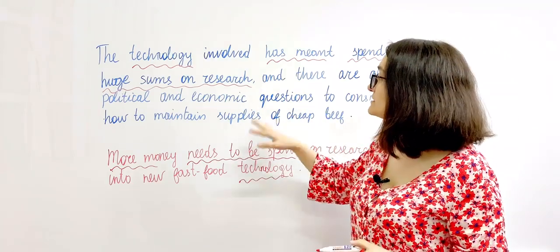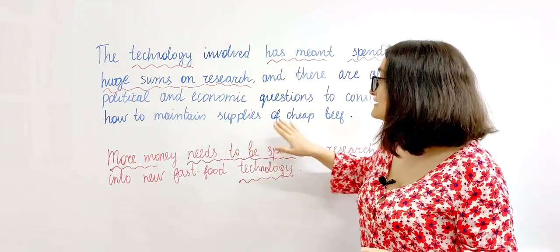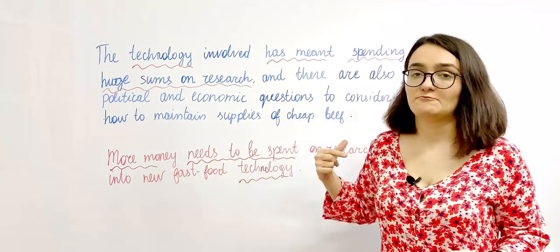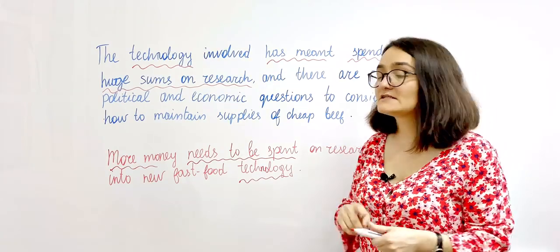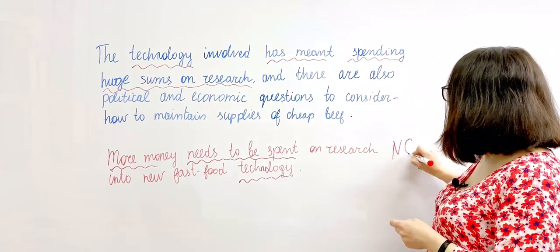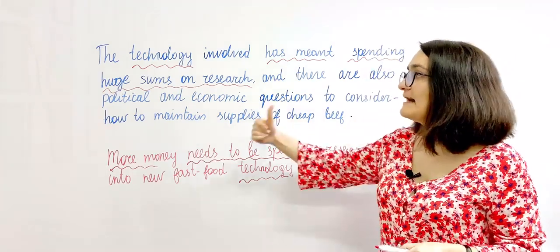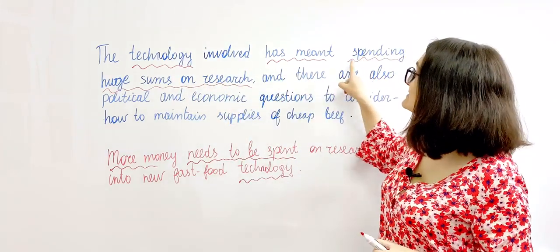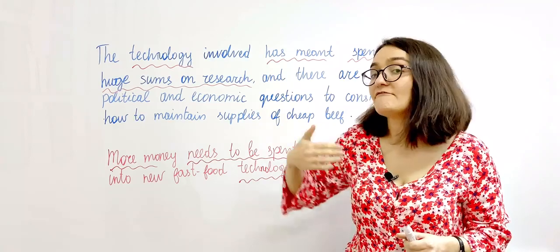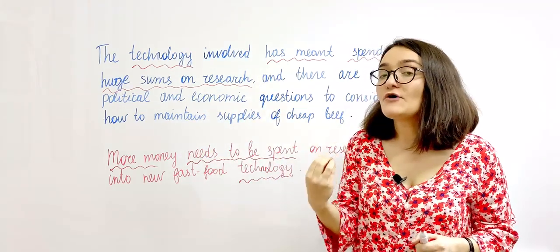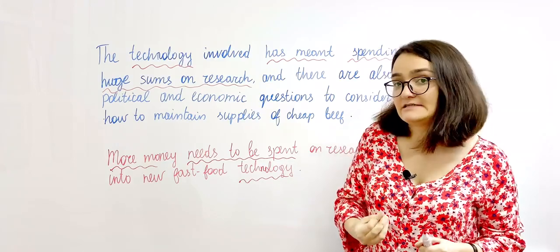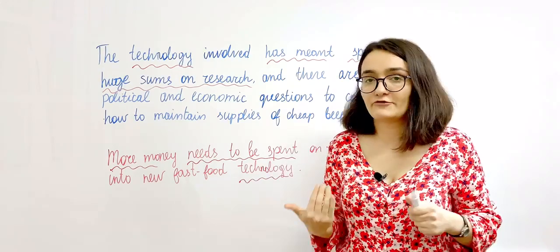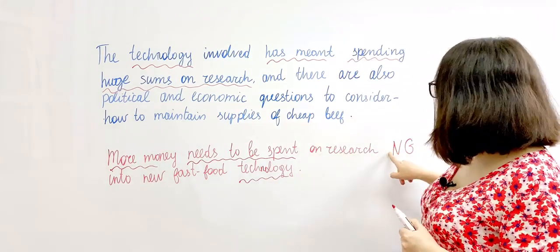And there are also political and economic questions to consider, such as how to maintain supplies of cheap beef. And here it is written, more money needs to be spent. So our answer is not given. Why? Because the passage says huge sums on research have been spent. Could you see? They have already spent. But there is no information on whether they need to spend money on research again in the future or not. So that's why the answer is not given.